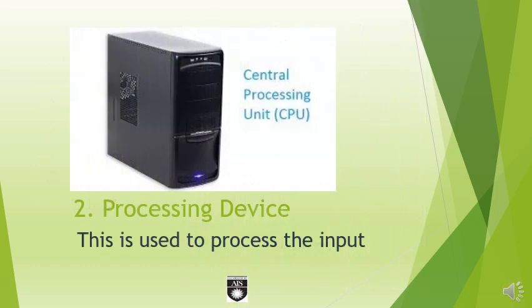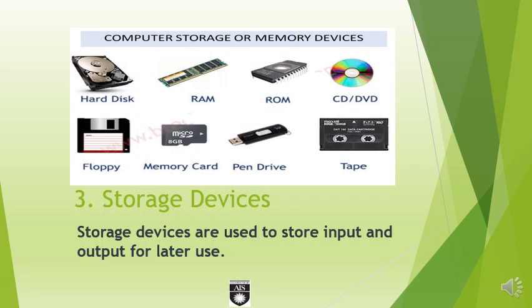The processing device of the computer is the CPU, which is the central processing unit. It is used to process the input. A storage device is used to store input and output for later use. See, students, here are the pictures of a few computer storage or memory devices. They are the hard disk, the RAM, the ROM, the CD or DVD, the floppy disk, the memory card, pen drive, and a tape.